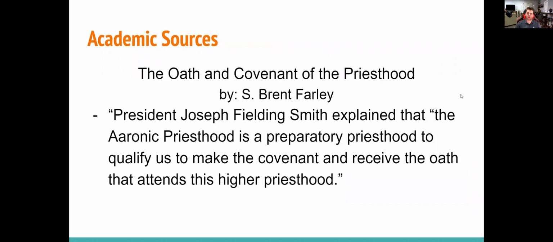First, we'll come with my academic source, which is my first one, The Oath and Covenant of the Priesthood by S. Brent Farley. And this says that President Joseph Fielding Smith explained that the Aaronic priesthood is the preparatory priesthood to qualify us to make the covenants and receive the oath that attends this higher priesthood.